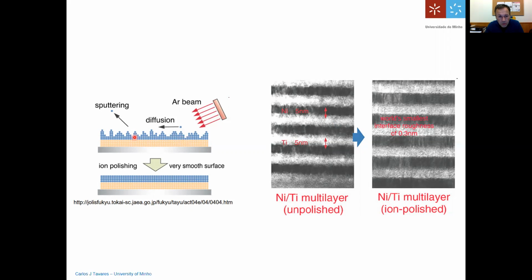So what you can do is after the deposition of one of these layers, you turn on an argon beam. It's a beam with very energetic ions, which will etch the surface of the film, like it will make some kind of polishing on the surface, okay?